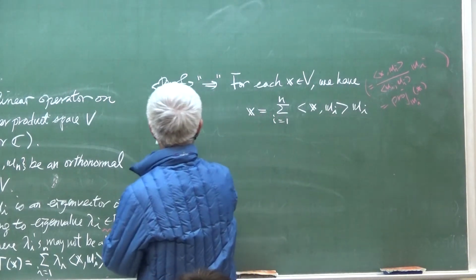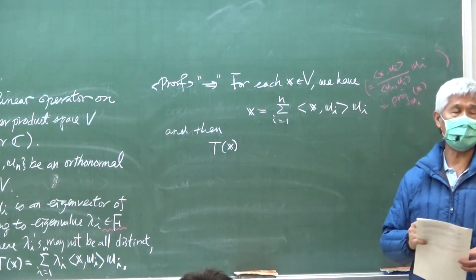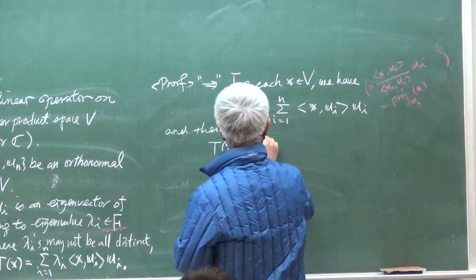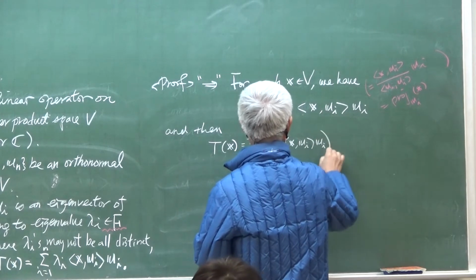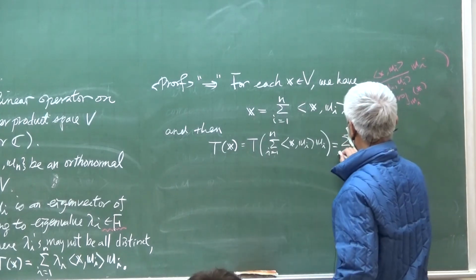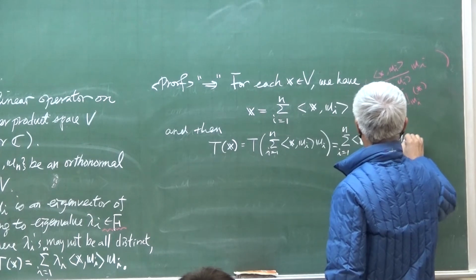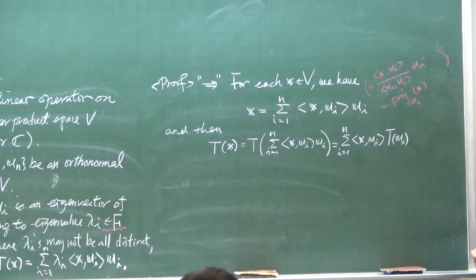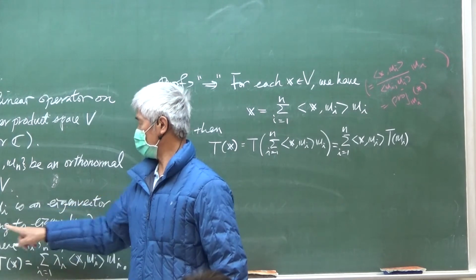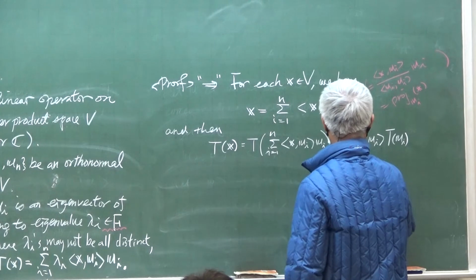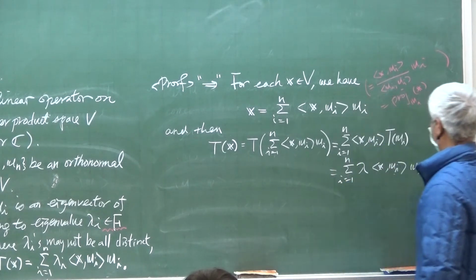Alright, so we have this one, and then we'll apply the linear operator T on x. So we have... okay, and by linearity we have the i here. And because u_i is an eigenvector of T corresponding to eigenvalue lambda_i, so now we have 1 lambda. Okay, so we have that.